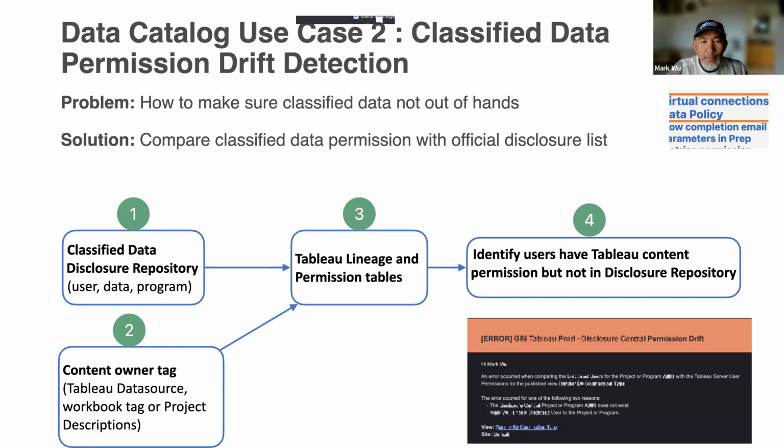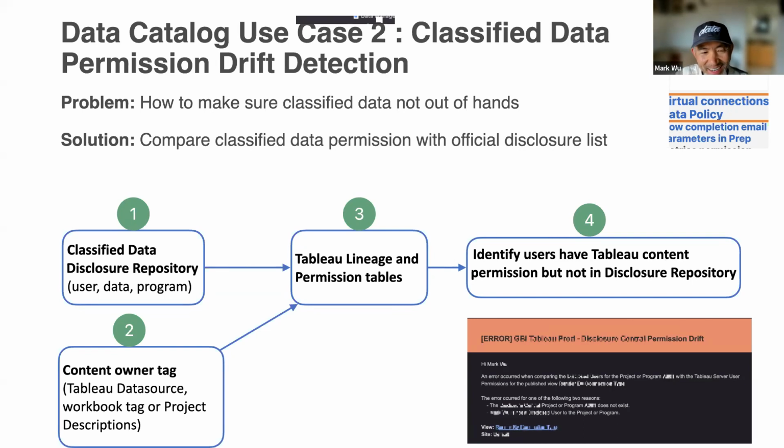Okay. Classified data, first of all, how to identify the classified data? Someone outside the Tableau Server platform team has to provide a list of classified data. This is basically a repository, again similar to PII. Your organization may have such a repository, saying this data set is classified, may have a classification code and so on, right? Who is allowed to see this data? Let's call it a disclosure repo.